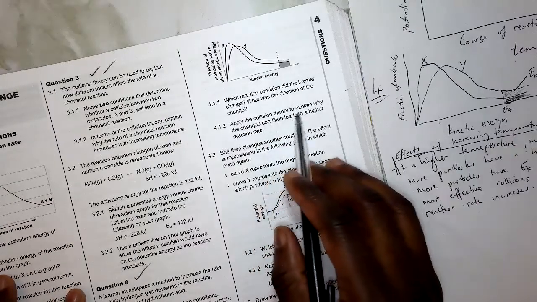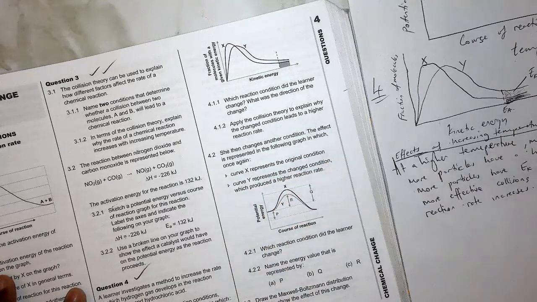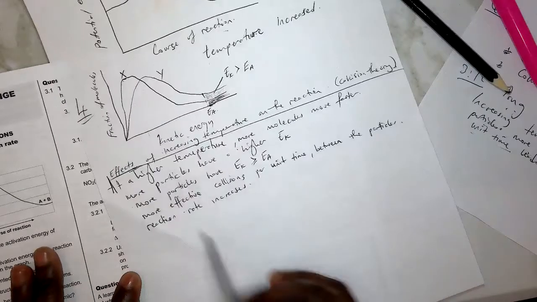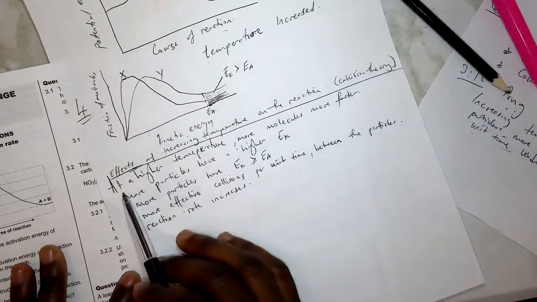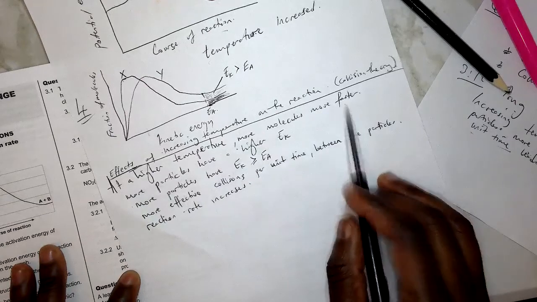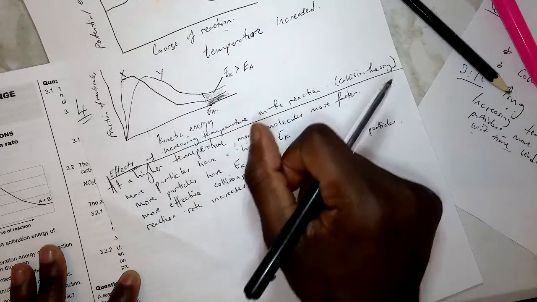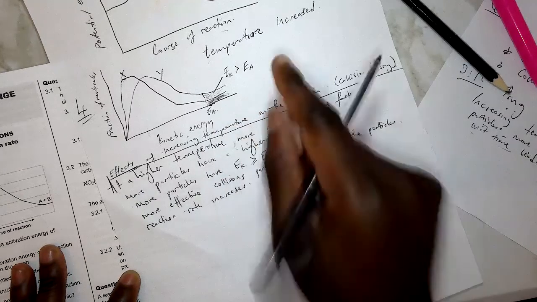Now, the second question was, apply the collision theory to explain why the changed condition leads to a higher reaction rate. So here, I'm just going to read for you because you know what's happening here. At higher temperature, more molecules move faster. Now, when they move faster, remember what I said, they have more kinetic energy. You increase the temperature, you increase kinetic energy.